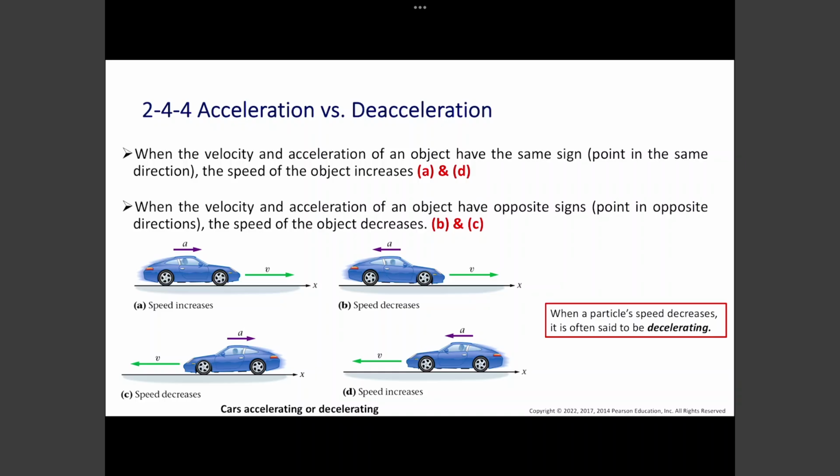For example, in part B, acceleration and velocity are in two opposite directions. Because of that, it is decelerating. But it is decelerating in the negative x direction because a is pointing in the negative x direction. But in figure C, again acceleration and velocity have two different directions. So it is decelerating, but the acceleration is pointing towards the positive x direction. Because of that, it has a positive value. So that concludes the fourth section of our chapter 2.